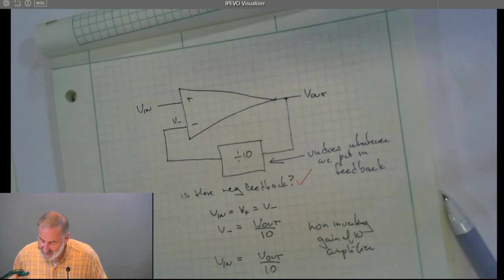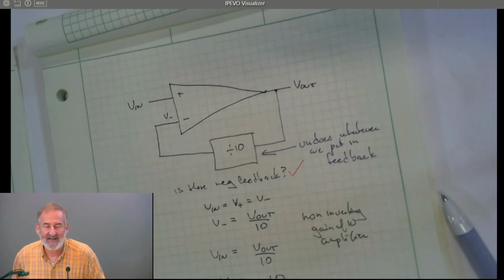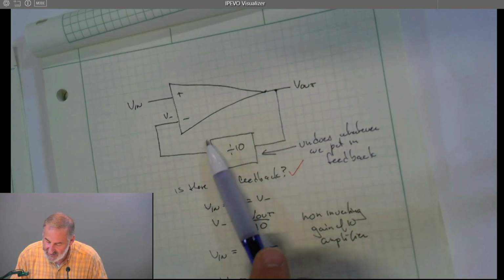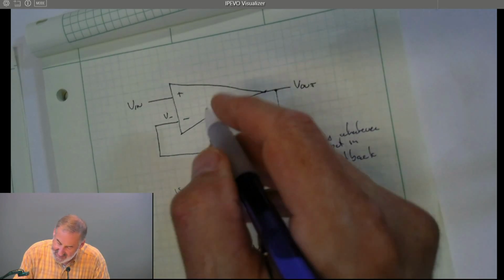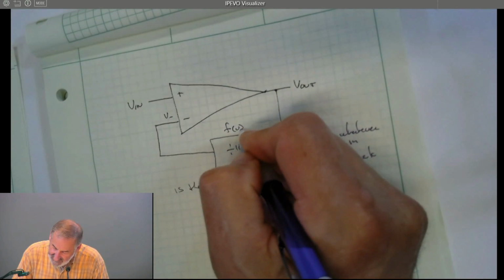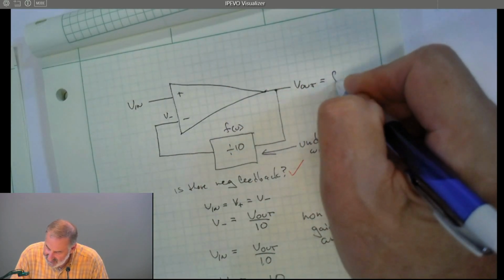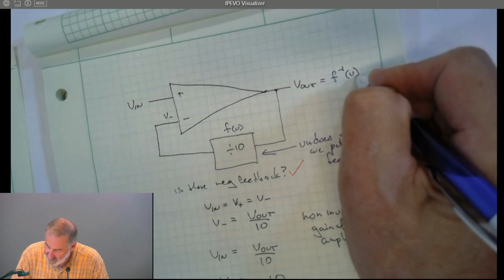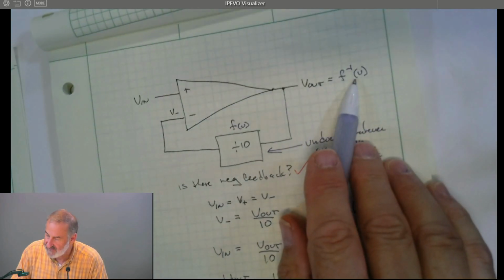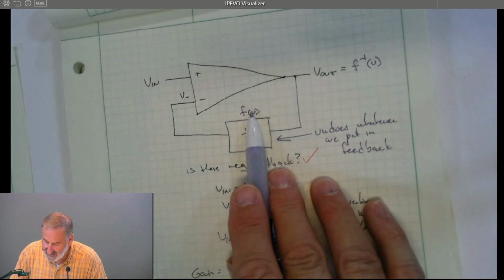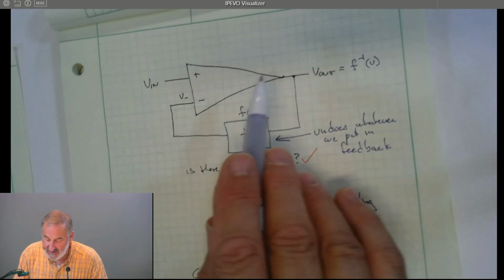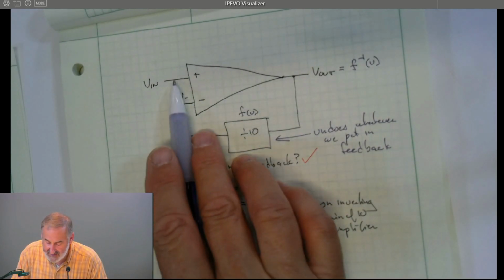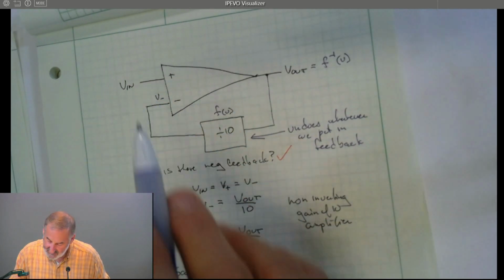The book talks about undoing the dog or hiding the dog. The dog is whatever we put in the feedback loop. And if this is f of v, this has to be f inverse of v. Why? Well, because when we multiply f inverse of v times f of v, we get v, and that's what the op amp wants to do. It wants to keep the minus input at the same voltage as the plus input.